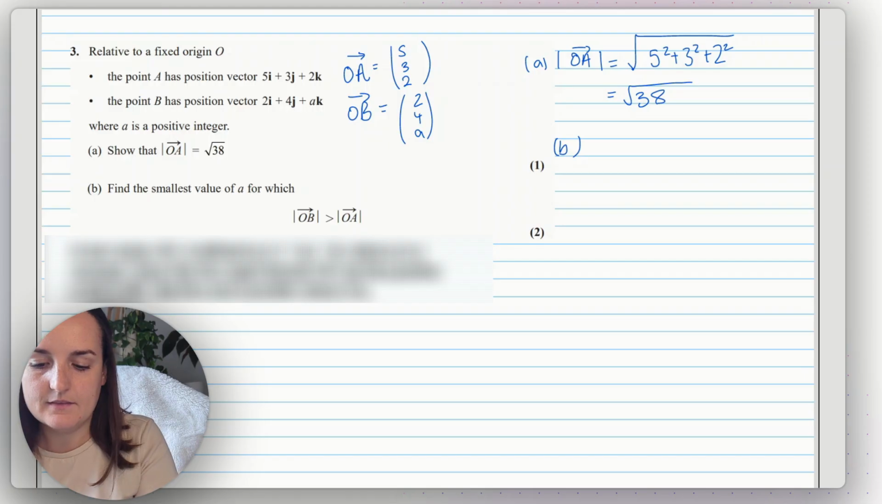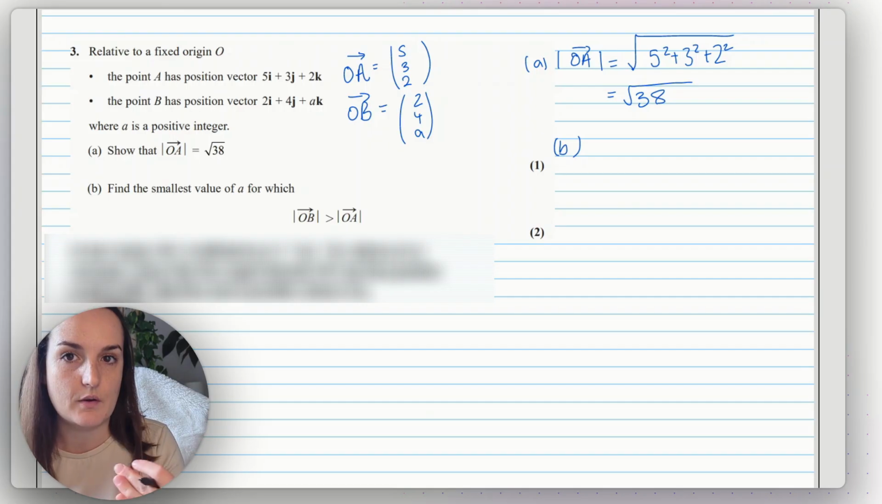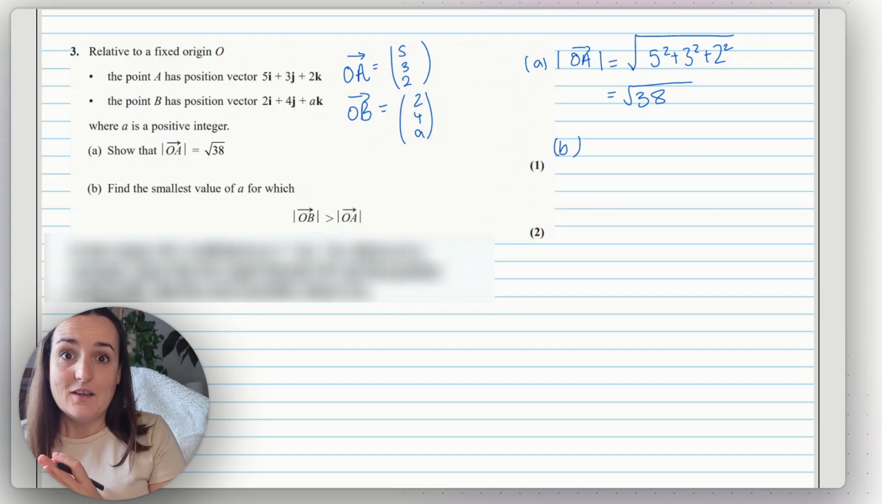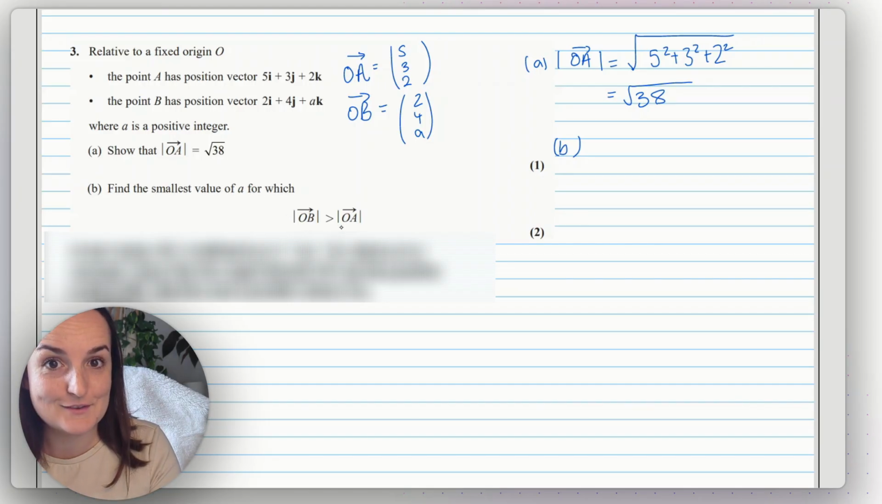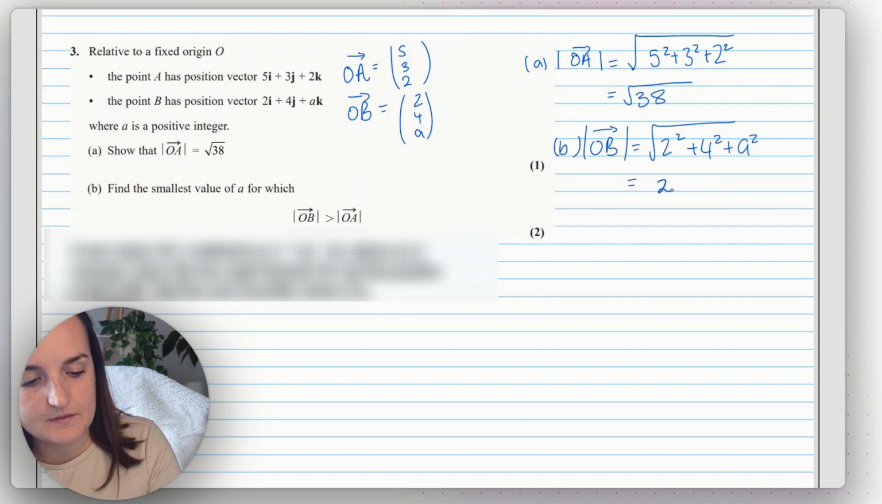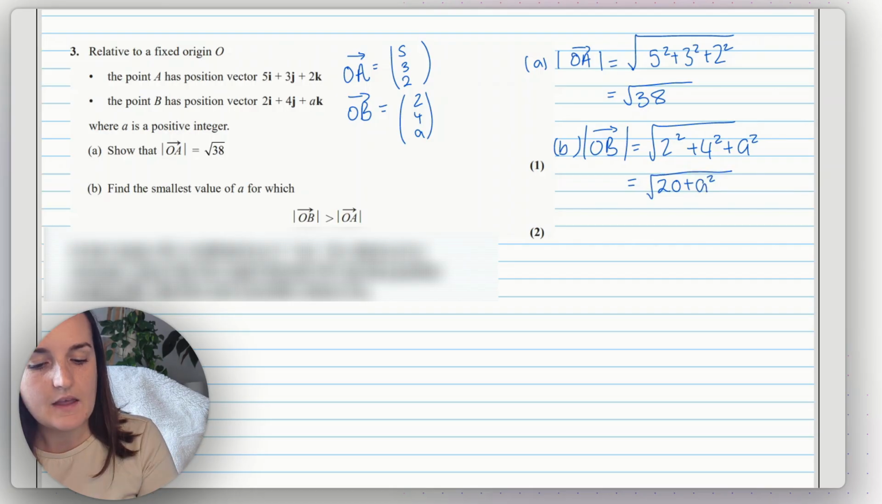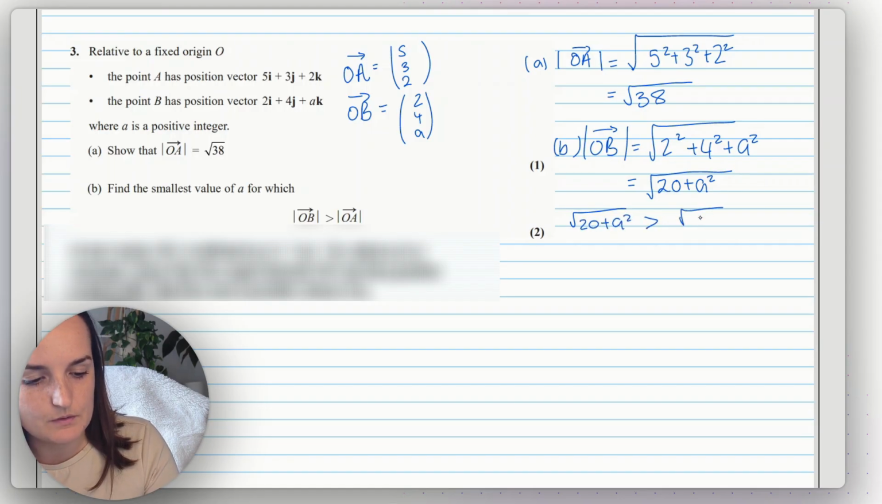Part B then says, find the smallest value for a for which OB is greater than OA. The magnitude of OB is greater than the magnitude of OA. So this is an inequalities question. Clearly, we've got part of this already. We've done the magnitude of OA, but we now need to just do the magnitude of OB. It's the same process, but obviously now we're going to have one unknown. So we've got 2 squared plus 4 squared plus a squared, and that comes out as 4 plus 16, so that's 20 plus a squared inside of the root. And then we just set up our inequality. So we're going to put the root of 20 plus a squared is greater than the root of 38.